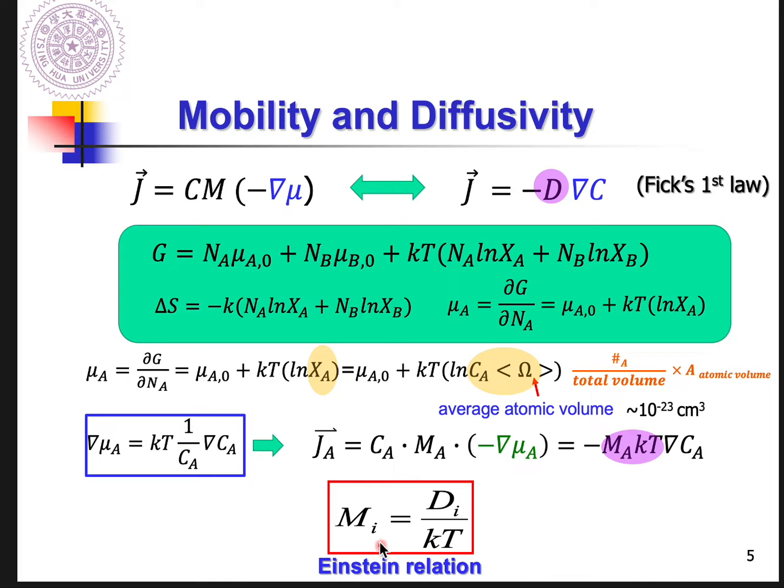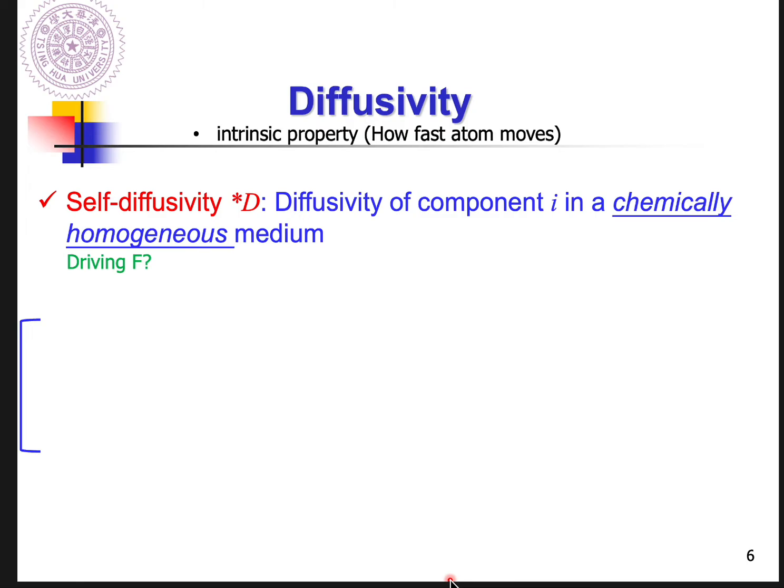So diffusivity and mobility have a proportional relationship, right? So you can use either mobility or diffusivity to describe the mass transport property of your material of interest, and this we call the Nernst relationship. Okay.